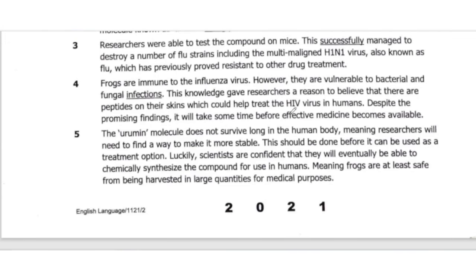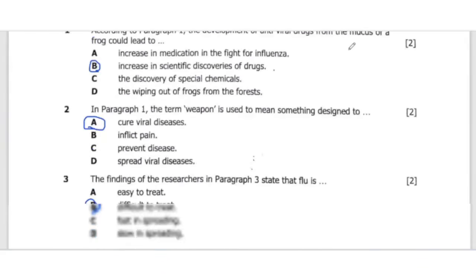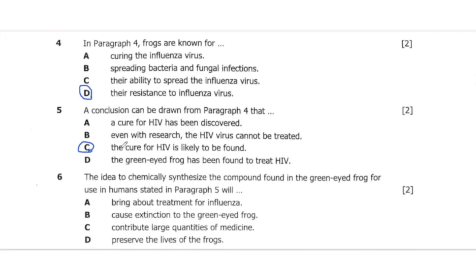Despite the, this knowledge gave researchers a reason to believe that there are peptides on their skins which could help treat the HIV virus in humans. Okay, so despite the promising findings, it will take some time before effective medicine becomes available. So that's why we have chosen the answer C. Is it C? Yes, that the cure for HIV is likely to be found, because researchers believe that the peptides on the skin of frogs can help to cure it. So that's why it is likely that the HIV drugs can be found.